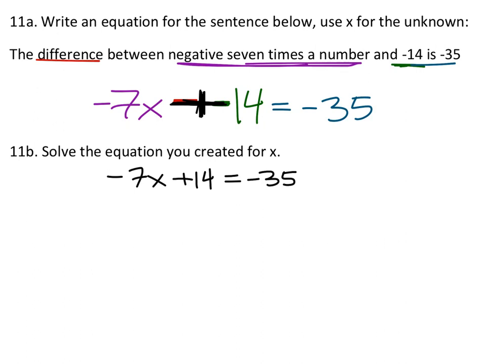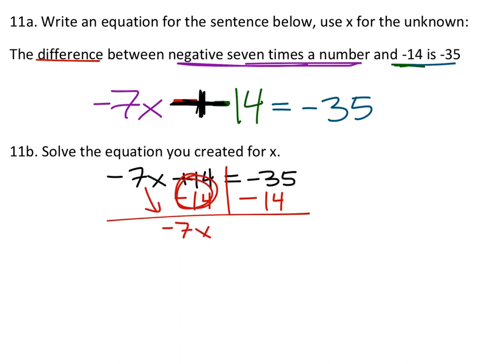So, going over the same technique we've been doing, we're going to subtract 14 from both sides. The subtraction property of equality zeroes that out. And I've got negative 7x equals negative 49. Then we'll divide both sides by negative 7 to make that coefficient of x a 1. Negative 7 divided by negative 7 is 1. And negative 49 divided by negative 7 is positive 7.